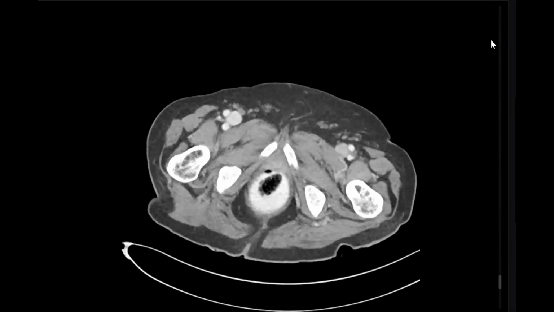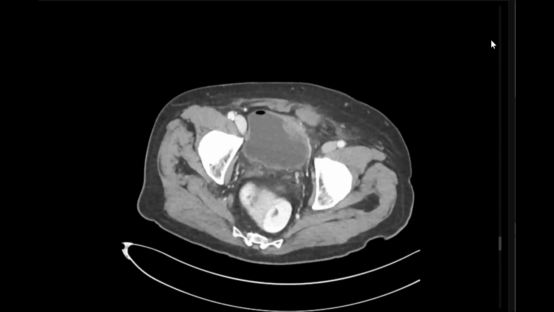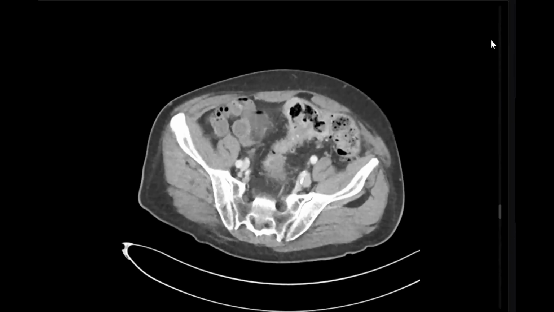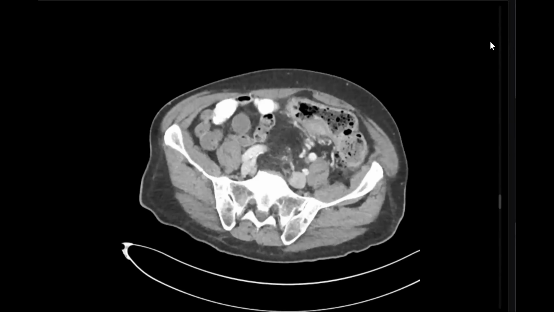What type of contrast was given to this patient? This is rectal contrast as well as IV contrast. As I scroll through the images, there is also oral contrast. So it's called triple contrast: IV, oral, and rectal contrast. Very good. Whenever you see rectal contrast in the exam, the problem is most likely down.